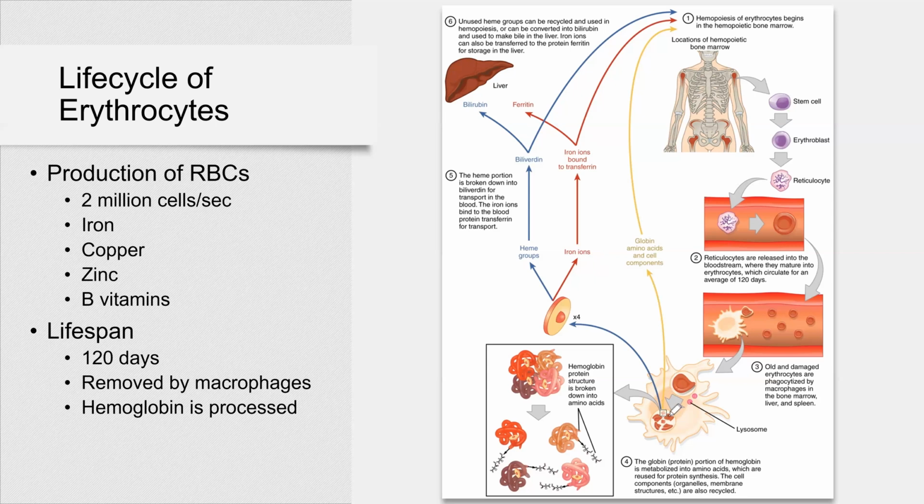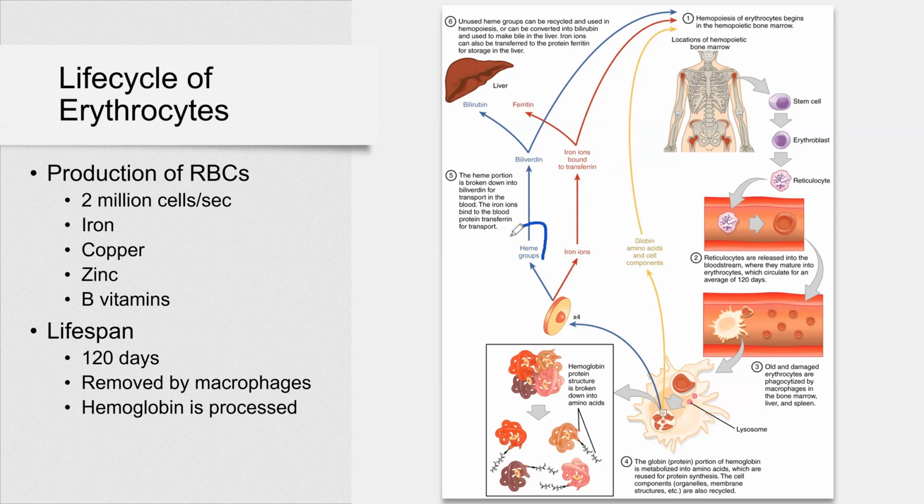Now, I forgot to tell you over here that globin, plus other components of a cell, like organelles and membrane, are all going to be recycled to amino acids and cell components, and can enter hematopoiesis again. Now, iron, I already told you, will be stored by the liver or can enter hematopoiesis, but we will need transferrin to transport iron to the liver or to the bone marrow.